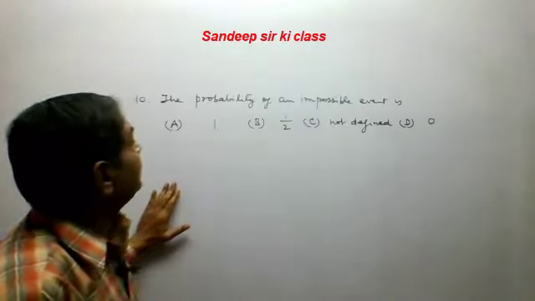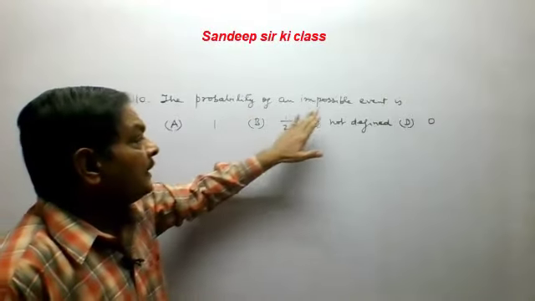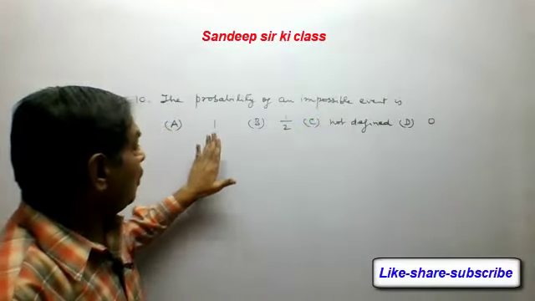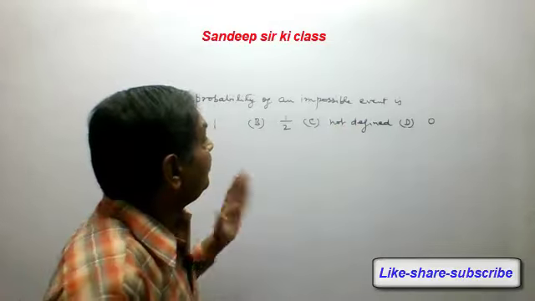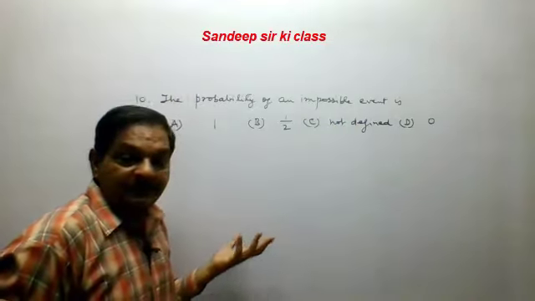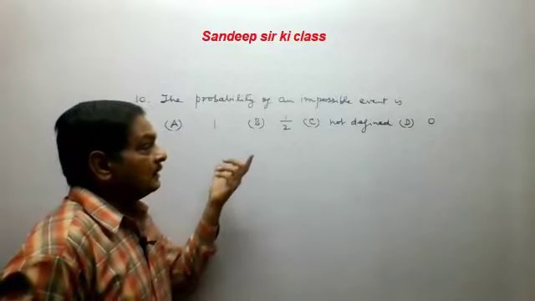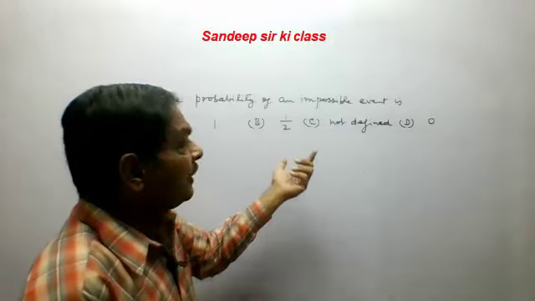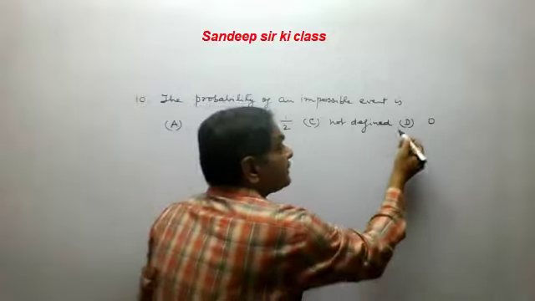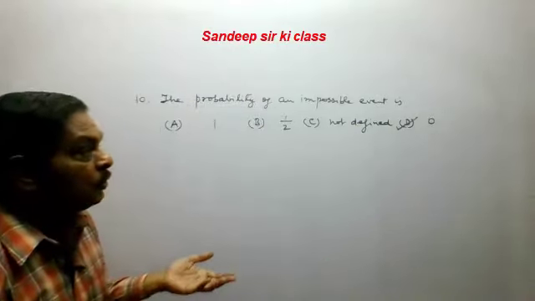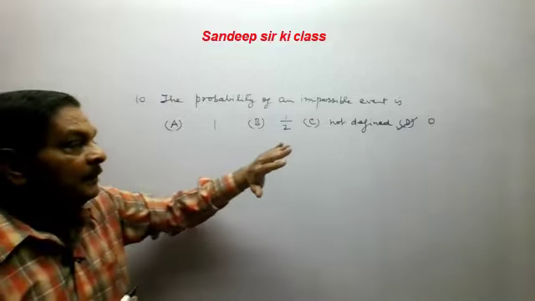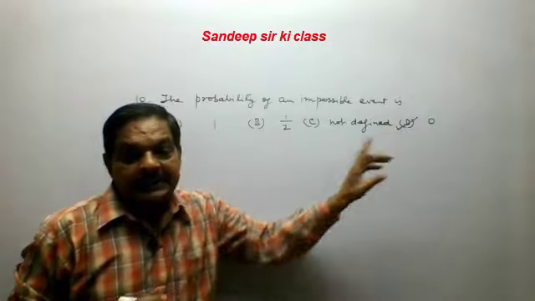Question number 10. The probability of an impossible event is, options are 1, 1 by 2, not defined, 0. We know that an event which will not happen at all, that is the impossible event, its probability is 0 because number of favorable cases in that event will be 0, and hence the probability will be 0. Option D here is the correct option.